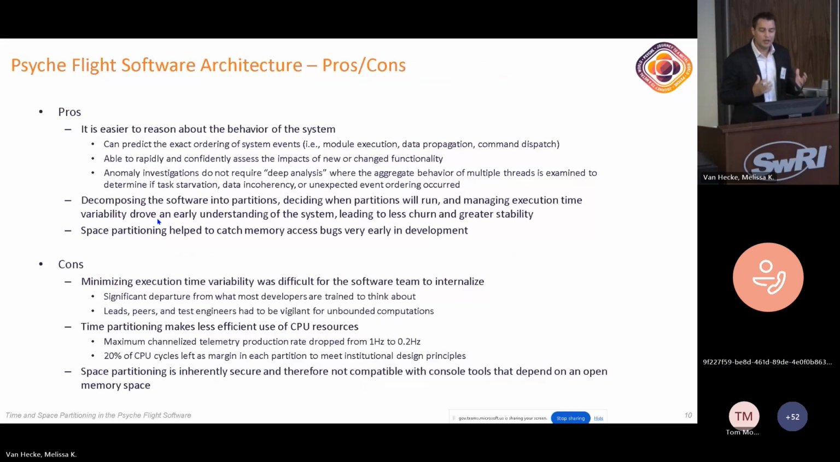So we implemented this architecture. Spacecraft is actually flying now. We're doing our first software update. And we were able to see what are the pros and cons of this system we created.